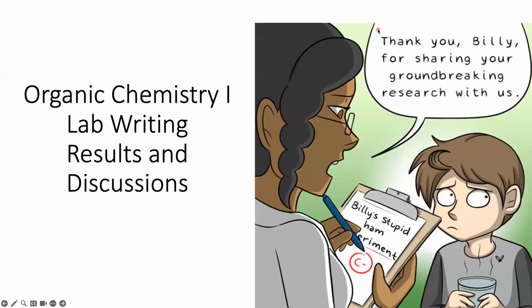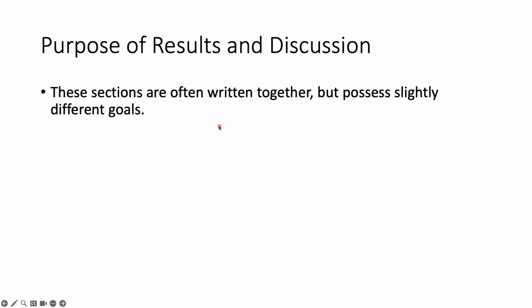Hello, everyone. Today we're going to be talking about how to write a good results and discussion section. While we're specifically going to be looking at writing for organic chemistry, it is worth noting that a lot of what I'm going to be presenting today applies to any sort of scientific writing. When we're looking at a results and discussion section, these two sections have slightly different goals, but they're often quite complementary.